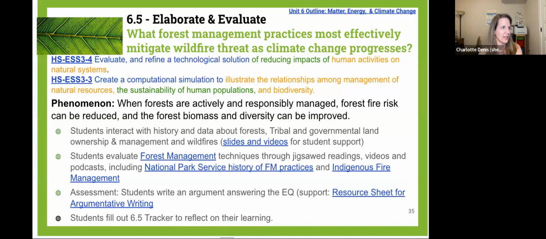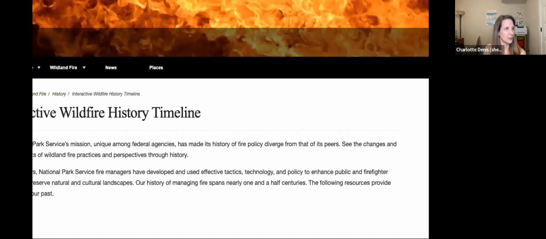And so we start out with some history and data about forests, and how tribal and government land ownership has worked, and then also about wildfires. This goes back to the images and data that we presented in the initial lesson, which in this case, because this unit is so short, is only probably 2 weeks before. So it's still pretty fresh in their minds. And they then have jigsawed readings and they share their work with others. One thing I wanted to point out here is this wildfire timeline, which is really cool.